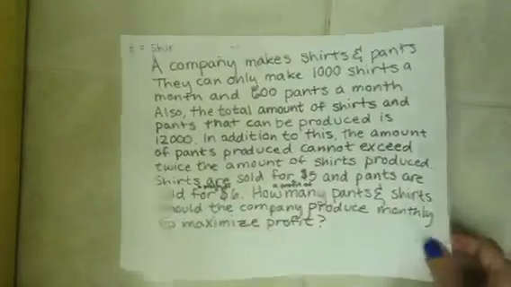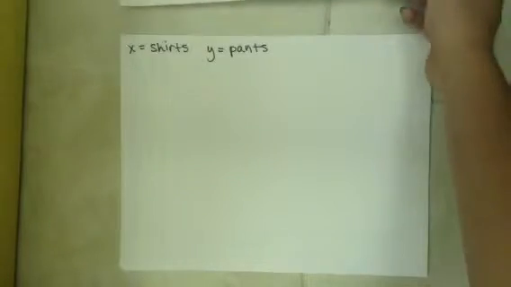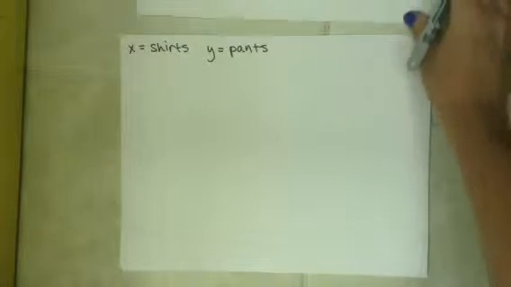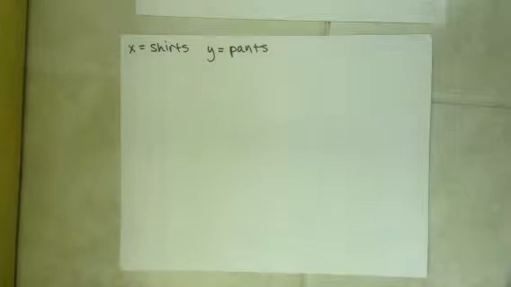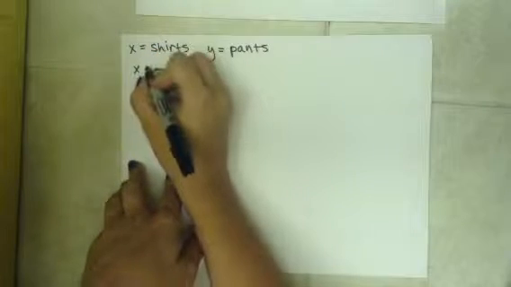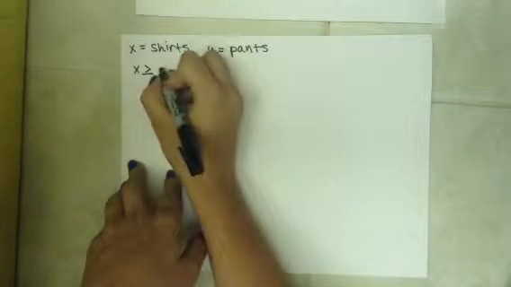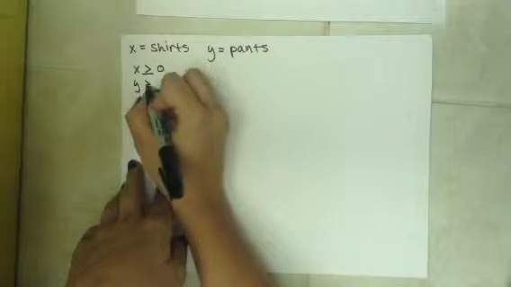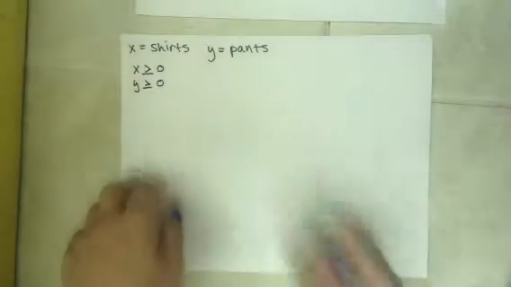So the first step in all this is to define your x and y values. So in this equation, we'll have a system of inequalities. We'll have x equals shirts and y equals pants. The next step is to create boundaries as defined by the problem. So usually with production, there will be automatic boundaries set by x is greater than or equal to 0 and y is greater than or equal to 0.